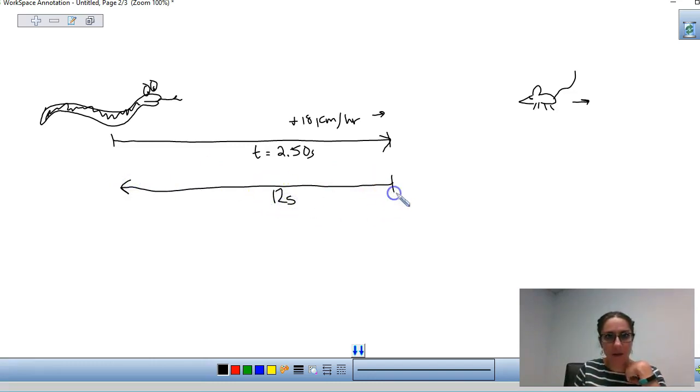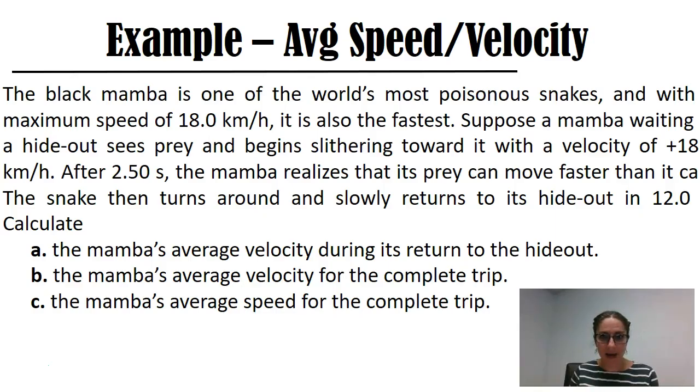Now, we don't actually know how fast it's going here, so we don't know the return speed. We just know their speed and the time, and then we don't know the return speed. And funny, we don't know any distances, so distance is unknown. And it wants us to find, let's see what it said, the average velocity during the return trip, the average velocity for the complete trip, and the complete speed.